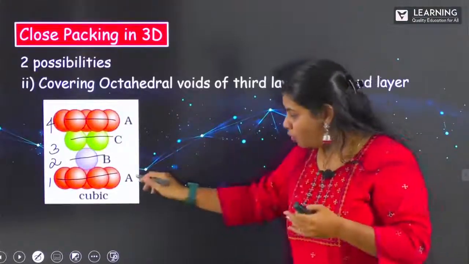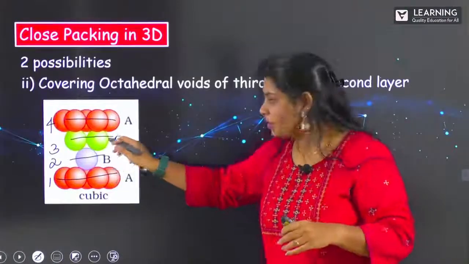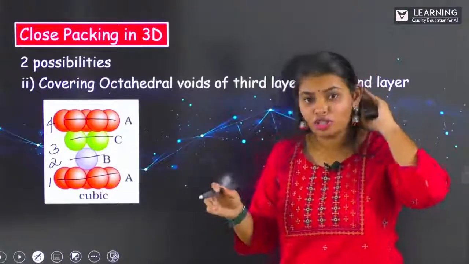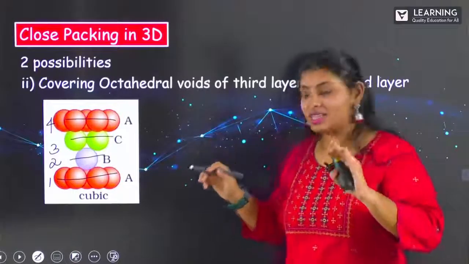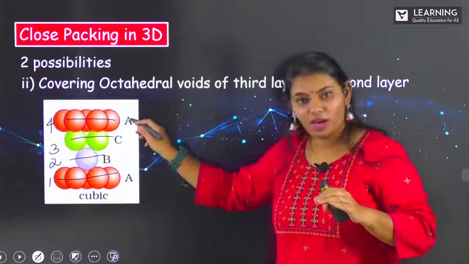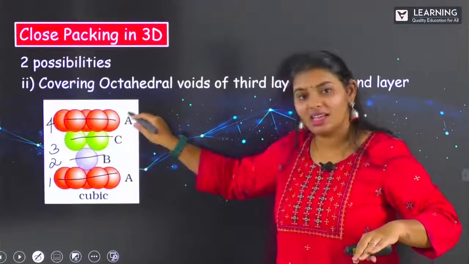Okay. So, you will just name this layer as A, this as B because it is different, the third one as C because third is also different. But your fourth layer is the same. Correct? So, that is the reason A. Okay. A, B, C, different. The fourth layer and the first layer are the same.